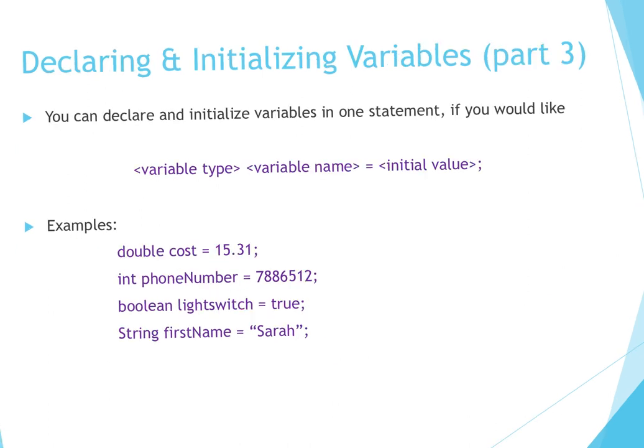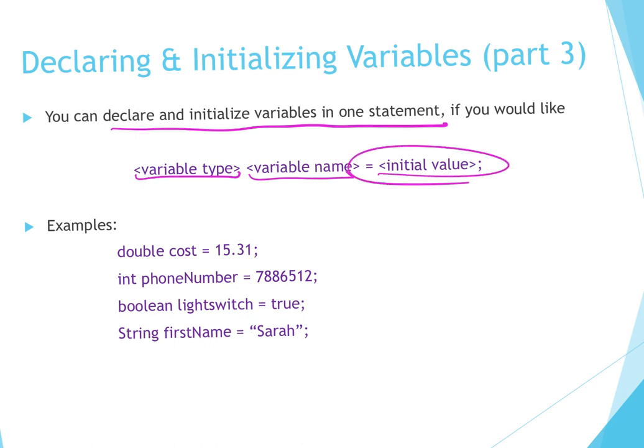Now, if you're looking at the past two slides going, wow, that is a monotonous process having to declare and then initialize, why can't we do them both in the same statement? We can. Here you'll notice that we can declare and initialize a variable in one statement if we want. We can put the type, we can put the name, and we can put equals and an initial value.